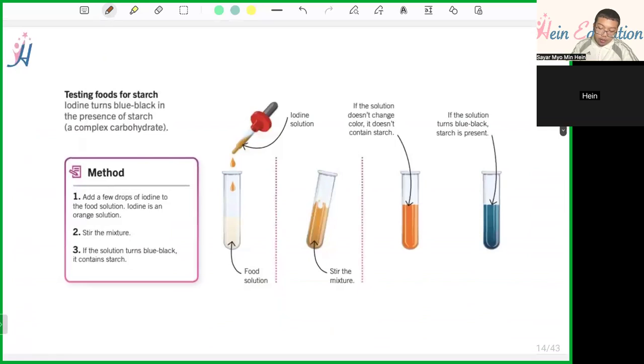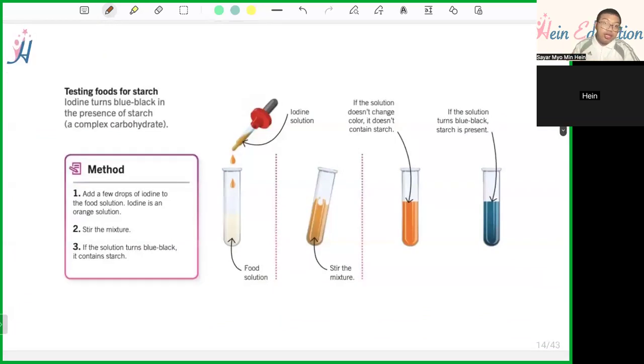So this is another summary showing you about it. We add a few drops of iodine to the food solution, and iodine is an orange solution. Then we stir the mixture, and if it is positive, it will turn blue-black if starch is present. If the solution doesn't change color, it doesn't contain starch in the food that we are testing.